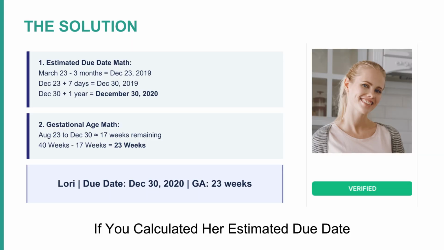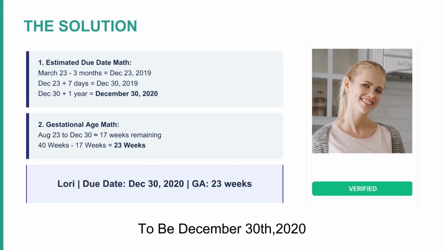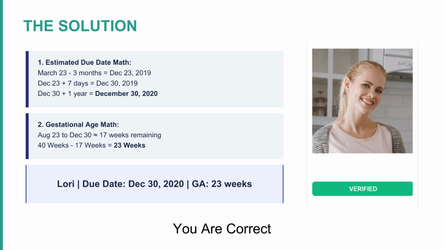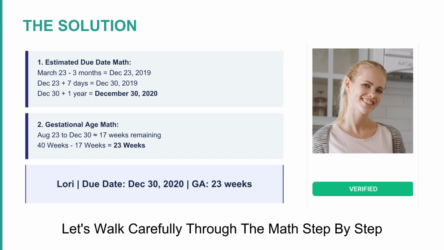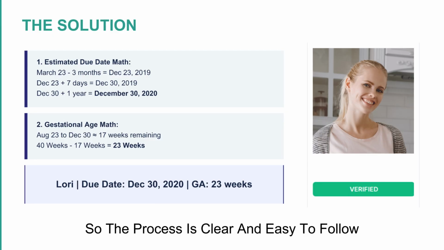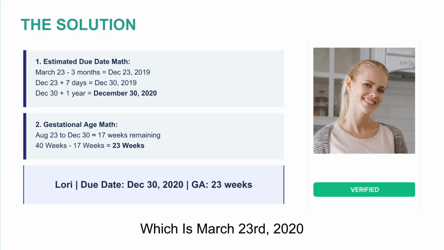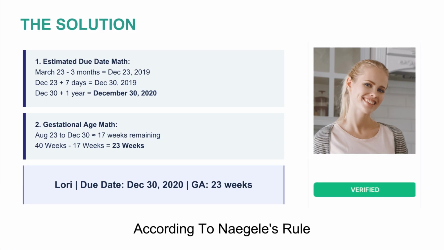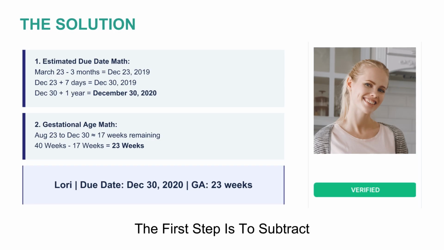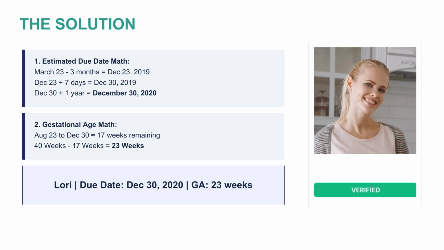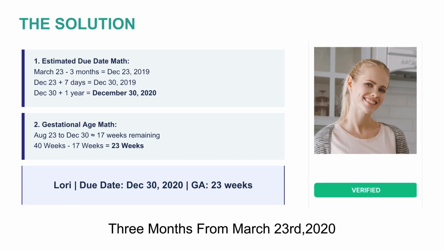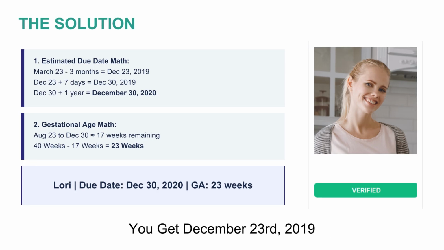If you calculated her estimated due date to be December 30th, 2020, you are correct. Now let's walk carefully through the math step by step so the process is clear and easy to follow. Start with the first day of the last menstrual period, which is March 23rd, 2020. According to Naegele's rule, the first step is to subtract 3 months from that date. When you subtract 3 months from March 23rd, 2020, you get December 23rd, 2019.